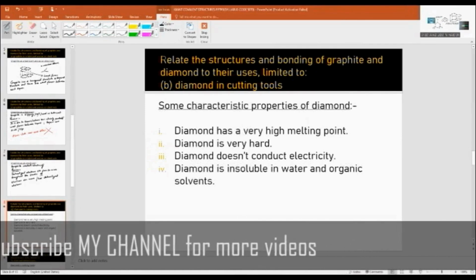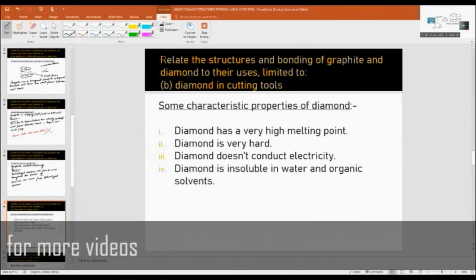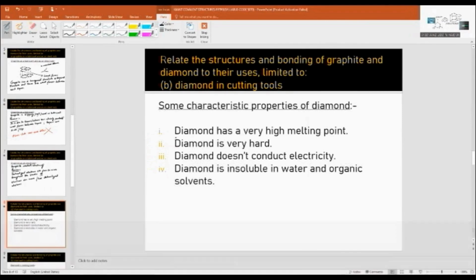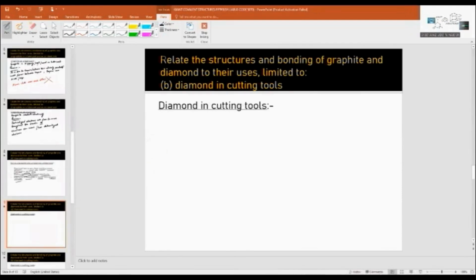Now let's see some characteristic properties of diamond. Diamond has a very high melting point. Diamond is very hard. Diamond does not conduct electricity. Diamond is insoluble in water and organic solvents. First of all, I will draw the structure of diamond to have better understanding and insight.